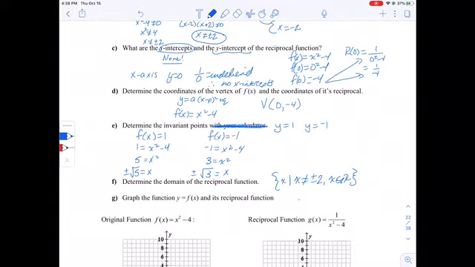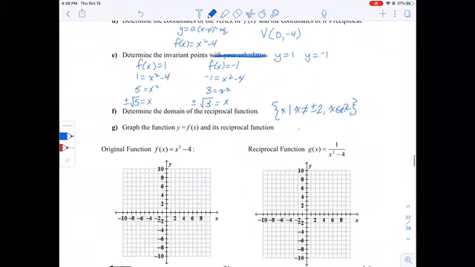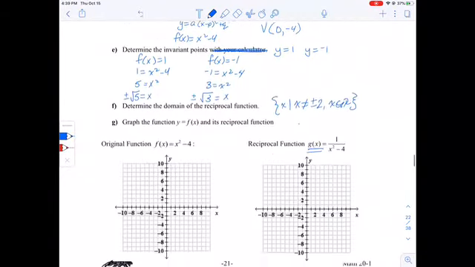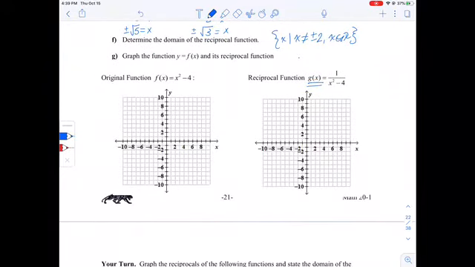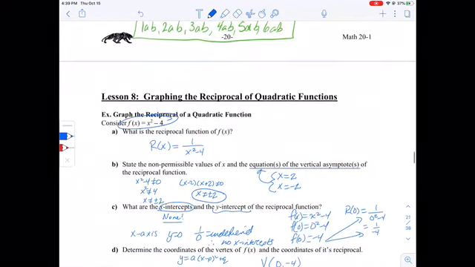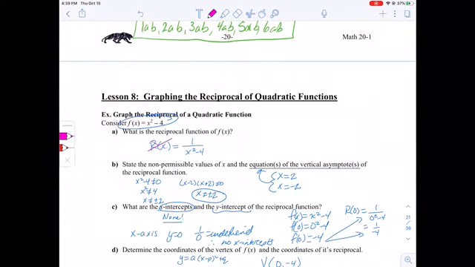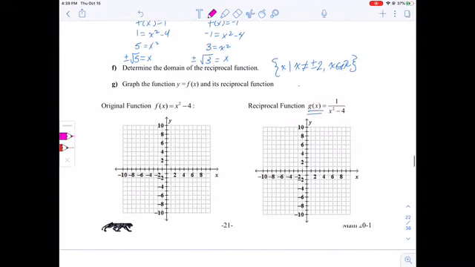And then graph the function y equals f of x and its reciprocal function. They're calling that g of x, which I called r of x, but same thing. So we could go back and change this to g of x. Let's graph y equals x squared minus 4. I know my vertex is 0, negative 4. And I go over 1, up 1, over 2, up 4.